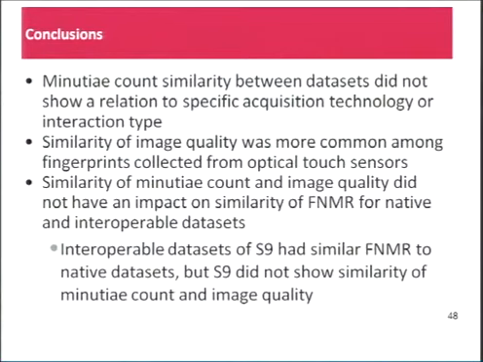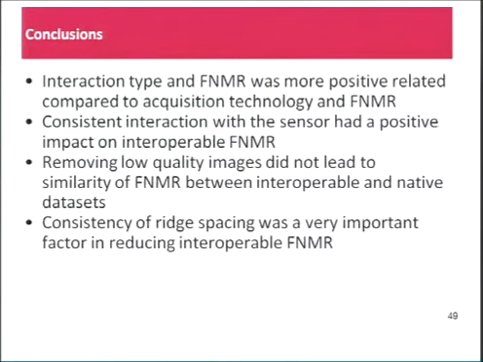The similarity of minutia count and image quality did not really have an impact on similarity of false non-match rate, but it did have an impact in reducing the absolute false non-match rates for the interoperable datasets. And one of the datasets that stood out was S9: its interoperable datasets had similar false non-match rates to the native datasets, but S9 did not really show similarity of image quality or minutia count. So that was one of the interesting conclusions.